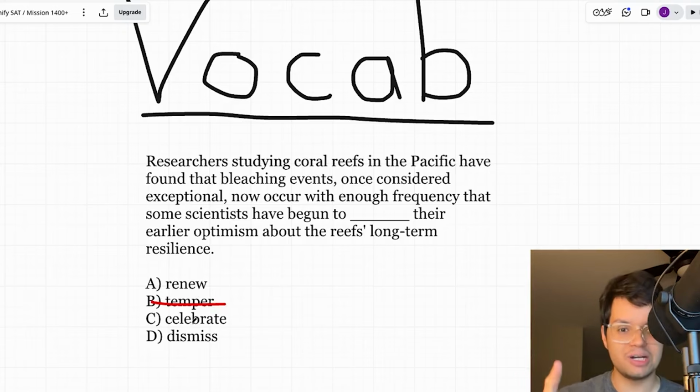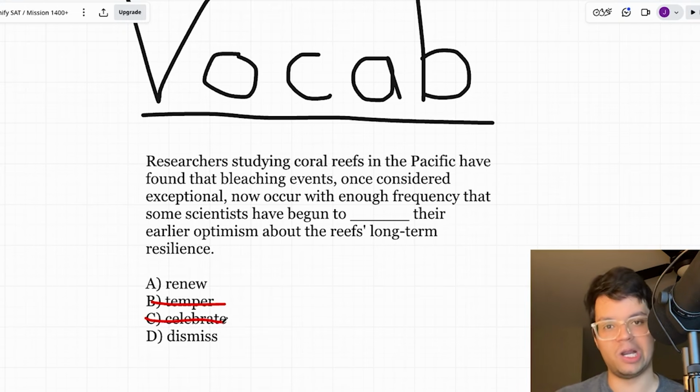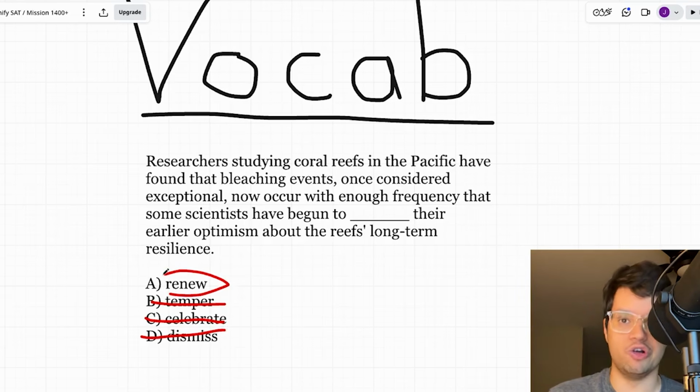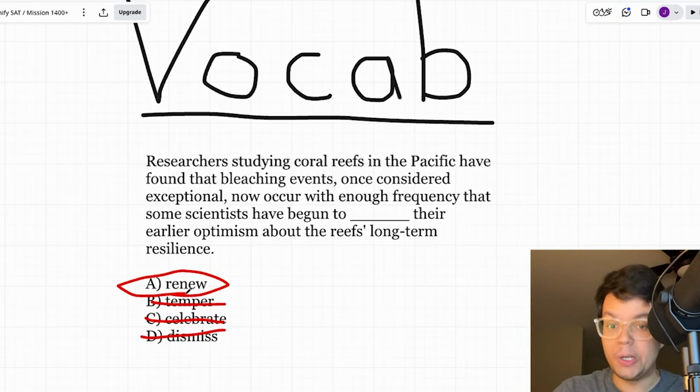Celebrate, okay, that sounds good, but it sounds a little bit too happy, so I'm not going to go for that one. Then dismiss, I'm not really sure if I know what that word means either, so probably not going to go for it. Okay, so I'll just go for renew for the answer. You can probably see as I did that, that was an extremely cringe, really bad way of approaching this.